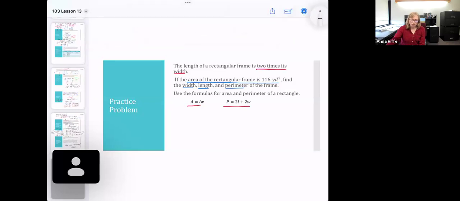Okay, I'm not going to do trial and error for this one for the sake of time, but let's interpret that first sentence. 2 times, that indicates multiplication. So we have length, L. Length of a rectangular frame equals 2 times its width. So we have this relationship between length and width that we can use.